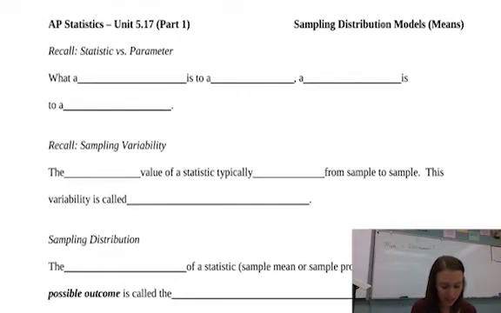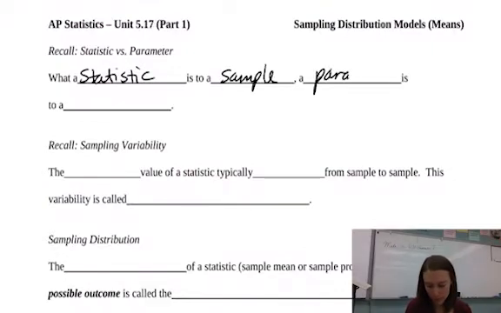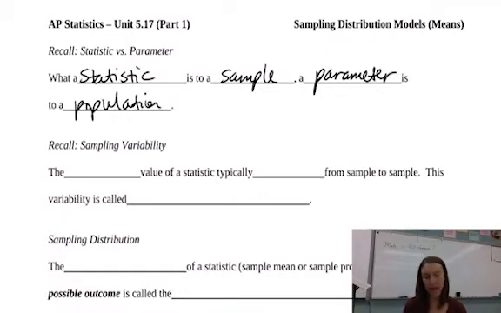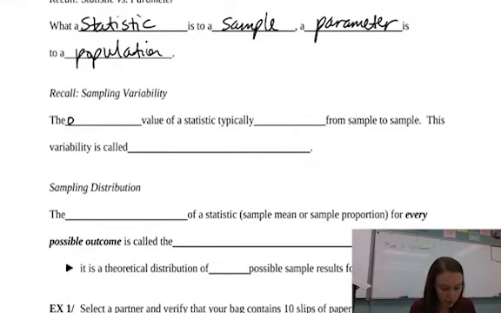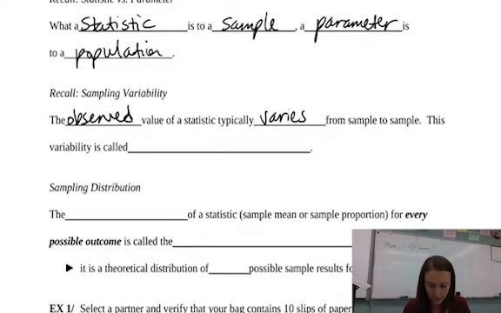What a statistic is to a sample, a parameter is to a population. So in this case, we're going to be talking about the mean. If you have data from a sample and you find the mean, then that mean is a statistic. If you have the entire data for the whole population and you find the mean, that mean is called a parameter. And the observed value of a statistic typically varies from sample to sample.